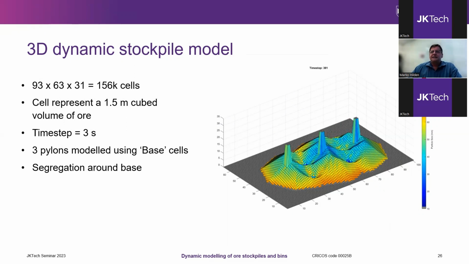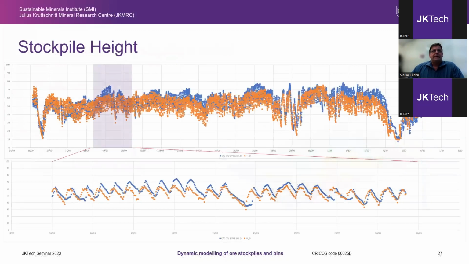Due to the feed size changing, the stockpile emptied out at that point, and then started up again. You can see that the stockpile height predicted by the model in orange does a good job of tracking the height from the physical level sensors, which are in blue. In the upper chart is a roughly 3-week period, and below is a zoomed in section of about 2 days.